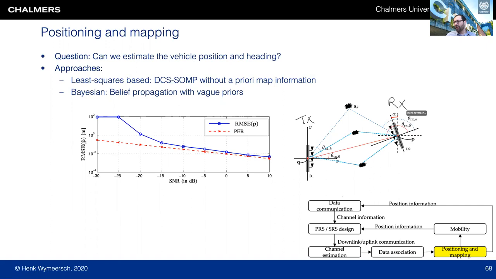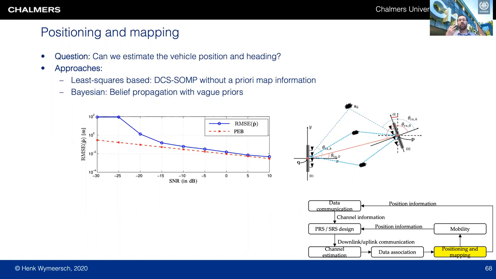The scatter points here have unknown positions. All you know is the location of the transmitter and the orientation of the transmitter. And the question is, can you estimate everything here? Now I hope, by the knowledge that you have, that the answer is yes, right?